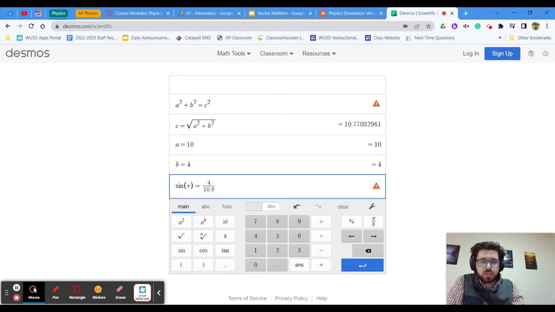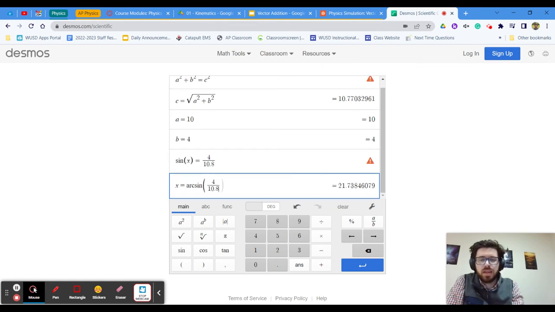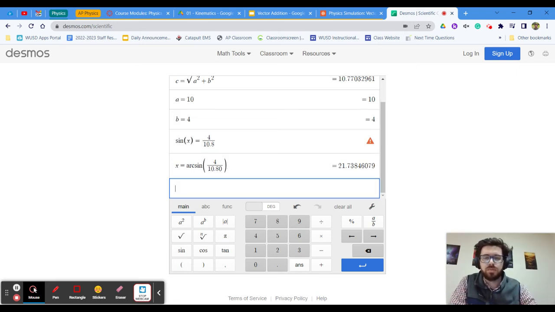Okay, and now we need to rearrange that a little bit. If I was to solve for that, I'm just using that line as a placeholder. You would need to take the inverse sine of 4 divided by 10.8 to solve for what x is. So x is equal to a sine, or you could say arc sine, of 4 divided by 10.8. Arc sine just means the inverse. Okay, and I get an angle of 21.7, which is great.